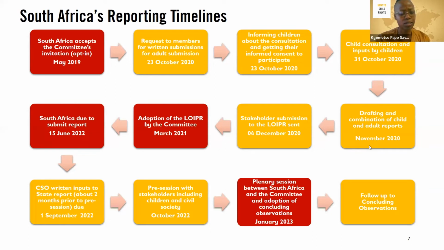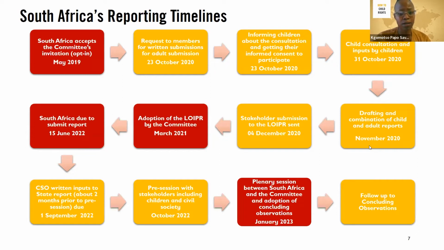And that actually gave us a bit of a stretch, because for civil society organizations from South Africa, we only discovered this on the 21st of October. By that time, the list of issues was due to the committee on the 15th of November. We requested members to send their comments on the 23rd of October. That is the South African National Child Rights Coalition.